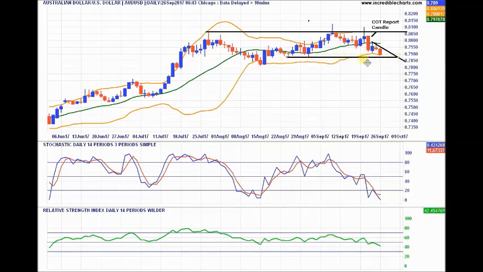This level here, I think, needs to be taken out. These little tails, get them cleaned out if you're entering fresh. You can always enter on a bounce back to the 20, but I really think we've got to get through 79.70 now. If we do, we know how many specs are in the market long, we know there's going to be a lot of stops to be hit.